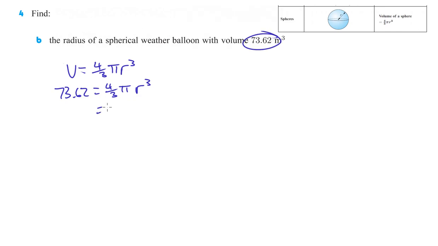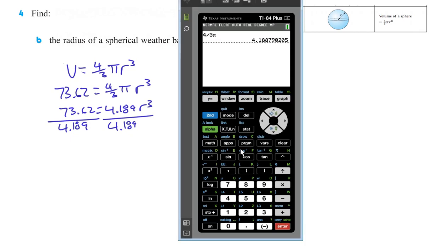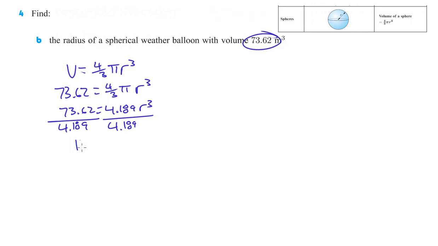4.189. So let's do 4.189 r cubed equals 73.62. That'll make it a little bit nicer for us to divide both sides by 4.189, instead of dividing by a fraction and pi in there. Okay, so we're going to take 73.62 and divide by this number here. I'm just going to do divide by second answer, and we get 17.6. 17.6 equals r cubed, right?